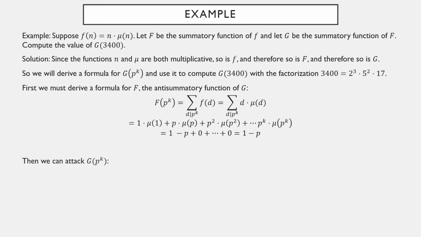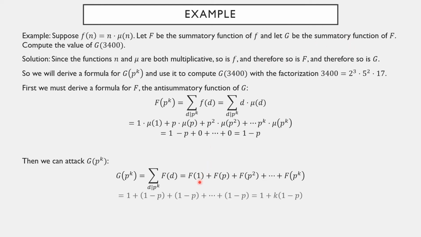Now I can try to compute capital G of p to the k. Capital G is the summatory function of capital F. So to compute capital G of p to the k, I take all the positive factors of p to the k and I plug it in. But again, the positive factors of p to the k are just 1, p, p squared, up to p to the k. And now, capital F was known to be multiplicative. So capital F of 1 is 1. Past that, I have positive powers of primes, and I know that capital F of a positive power of a prime is always 1 minus p. Capital F of p, 1 minus p. Capital F of p squared, 1 minus p, and so forth.